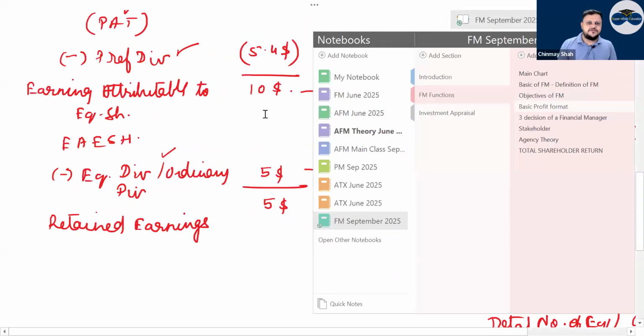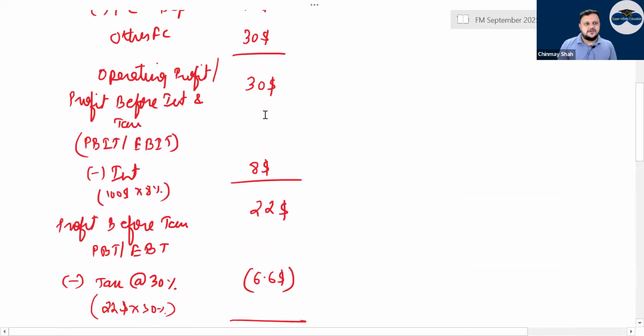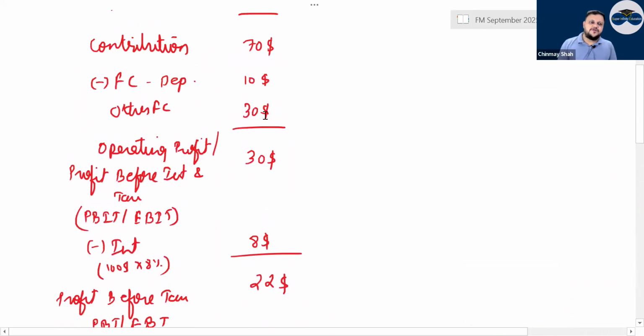Then basic profit format was something that we did. Sales minus variable cost gives you contribution, minus fixed cost, and other fixed costs gives you operating profit or profit before interest and tax, correct? Now all these terminologies are very important. First we'll go into ROCE, then payback period, then NPV and IRR. First, understanding the discounting and compounding formulas today will be the first task.